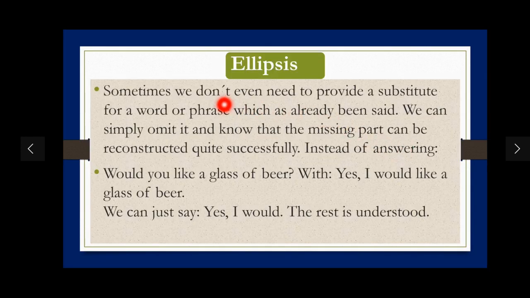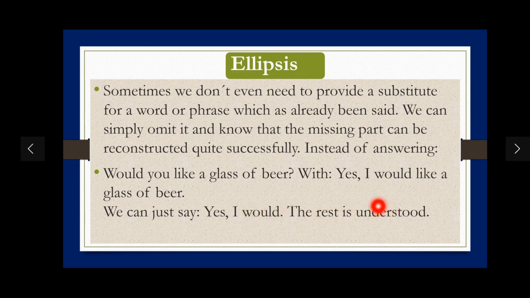Another cohesive device is known as ellipsis. Sometimes we don't even need to provide a substitute for a word or a phrase which has already been said. We can simply omit it and know that the missing part can be reconstructed quite successfully. Instead of answering, would you like a glass of beer, with yes, I would like a glass of beer, we can just say yes, I would. So you are not replacing a word, you are just omitting it, and the rest is understood.